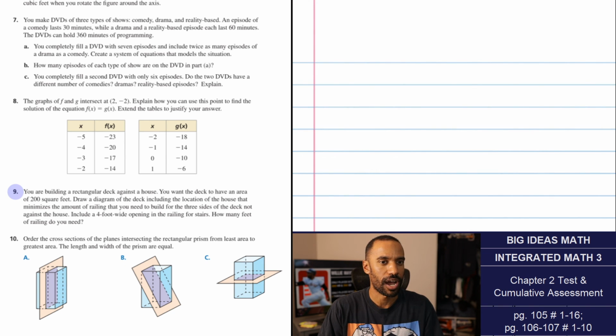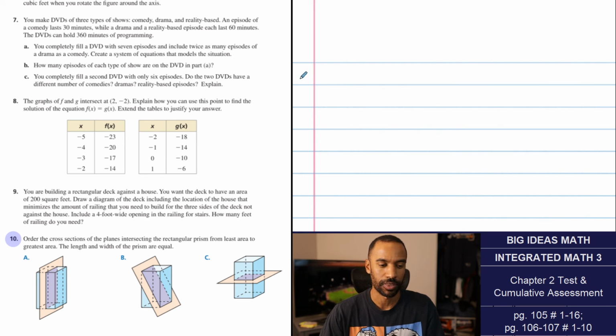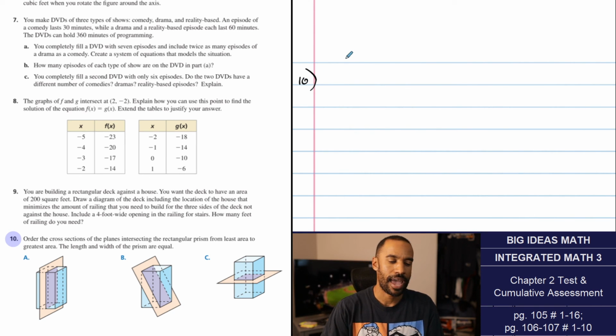All right, I got one more question on number 10. Order the cross sections of the planes intersecting the rectangular prism from least area to greatest area. The length and the width of the prism are equal. So it's a square prism. They called it a rectangular prism if the length and width are equal. Okay. A is going by, assuming the height's taller, I guess.